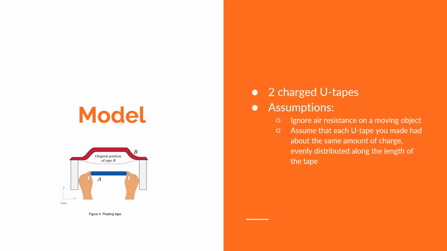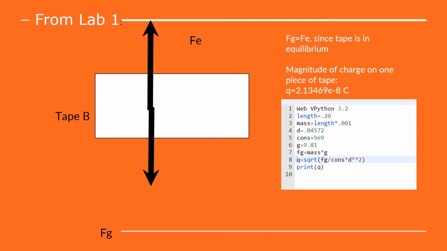And we made some assumptions from this to simplify our calculations. We ignored air resistance on the tape that was moving and being repelled, and we also assumed that both of the tapes that we used had about the same charge and that this was evenly distributed, which came into play when we separated the charge along the line into pieces.